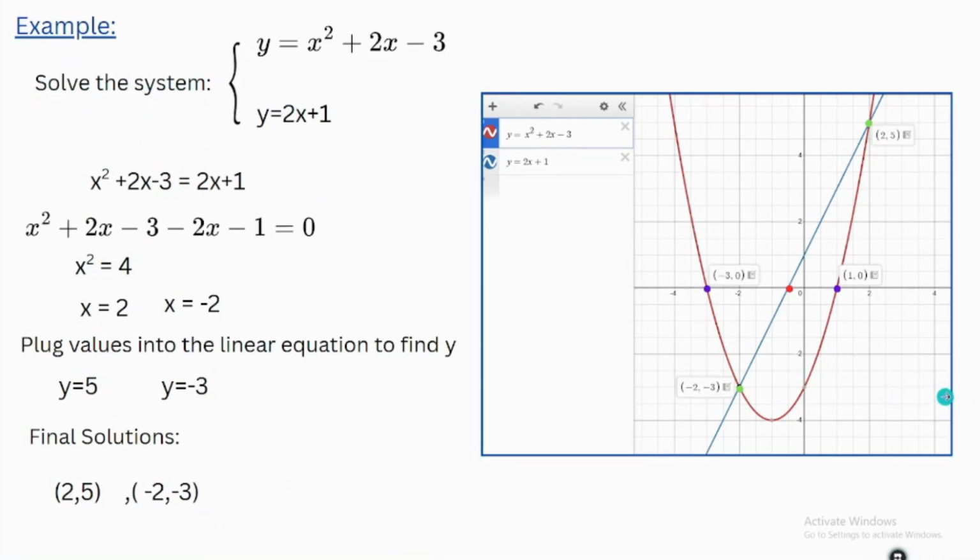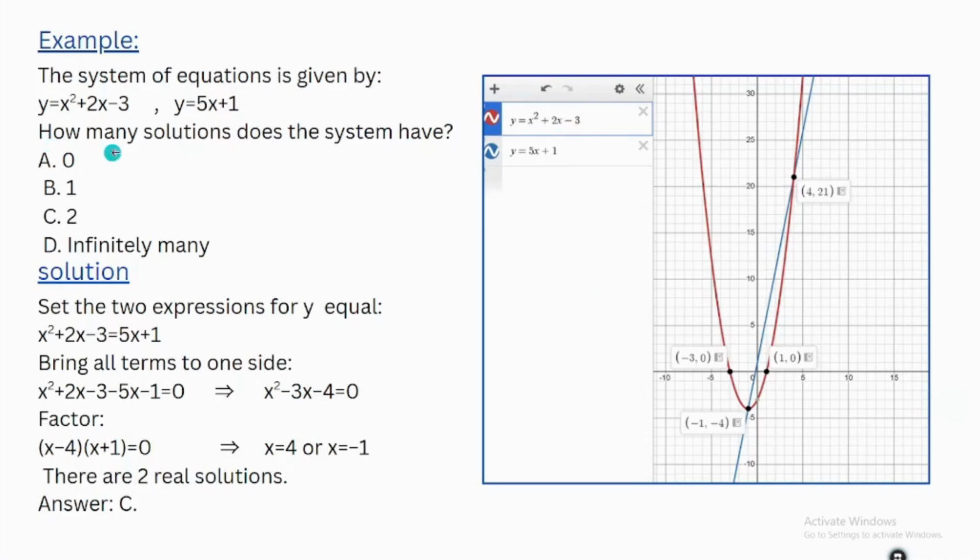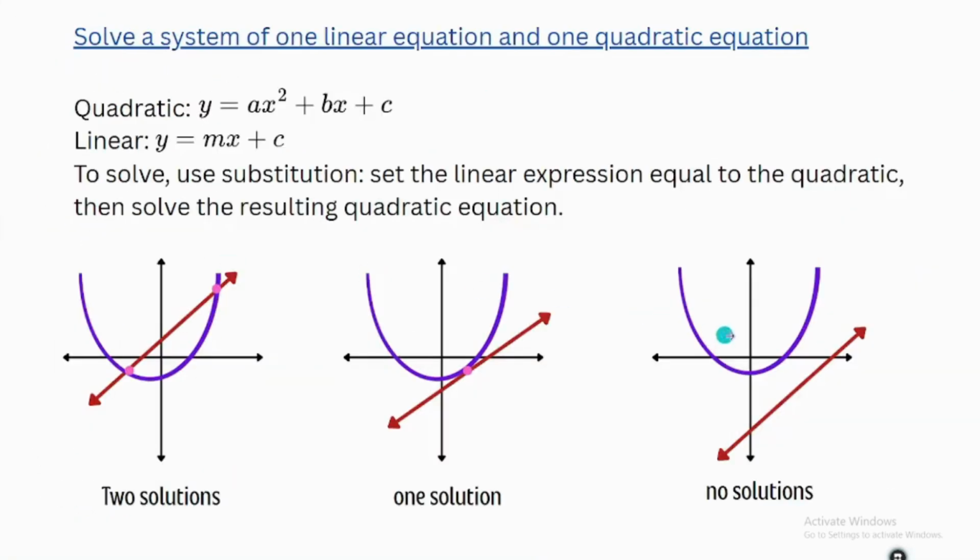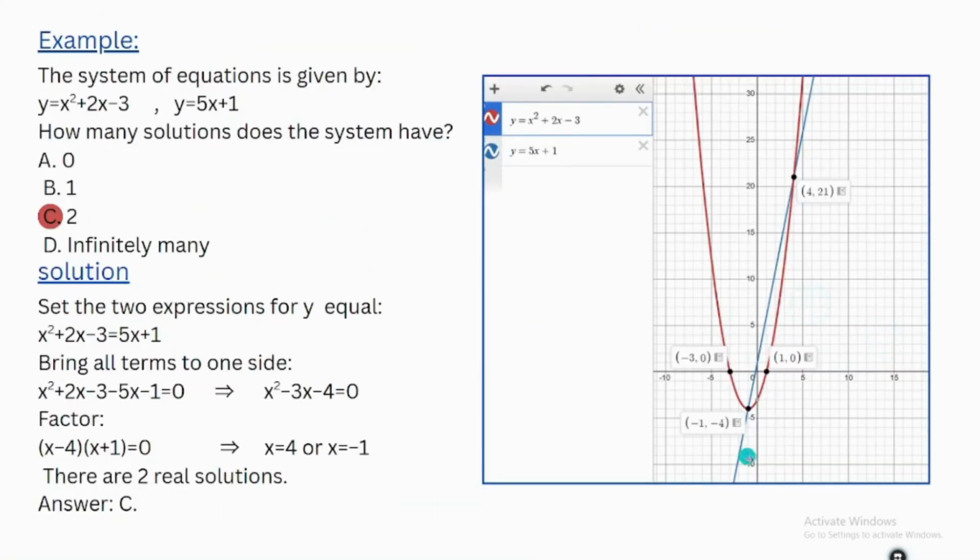Here, he asked how many solutions the system has. He didn't ask for the solution. He is asking about the number of solutions. When we find two x values, we know that there are two solutions, so we choose C. Here also, we graph it.